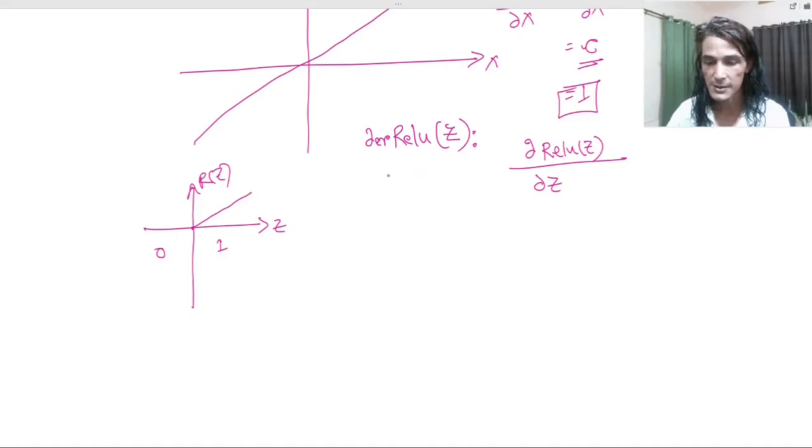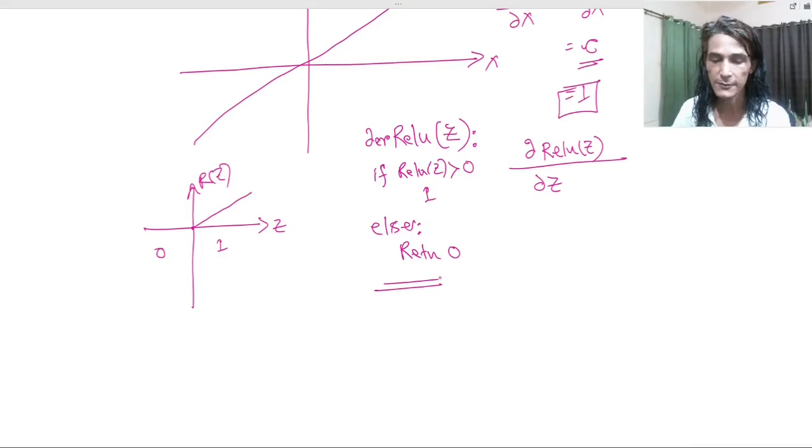So it means here we can say that if ReLU of z is greater than 0, if the output is greater than 0 somewhere, then return 1. Otherwise, return 0. That is more or less the idea of the function derivative of ReLU. But in NumPy, we can write this entire statement in just one statement. Let's see how to write it.